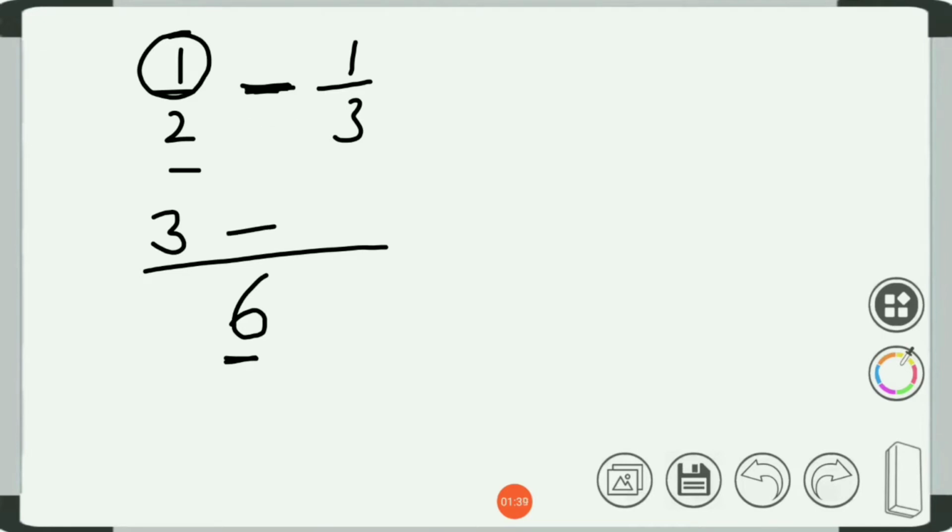Put a minus sign here and then 6 goes in 3's table 2 times. 3 2's are 6. Multiply that 2 with the numerator, which is 1. So 2 1's are 2. Then 3 minus 2 is 1 upon 6. So your answer is 1 upon 6.